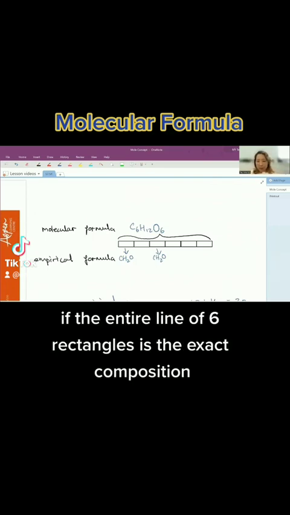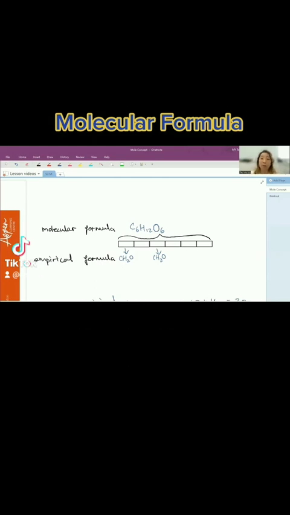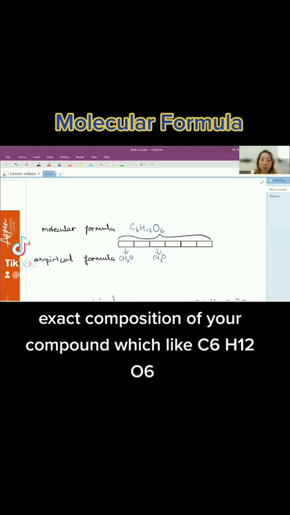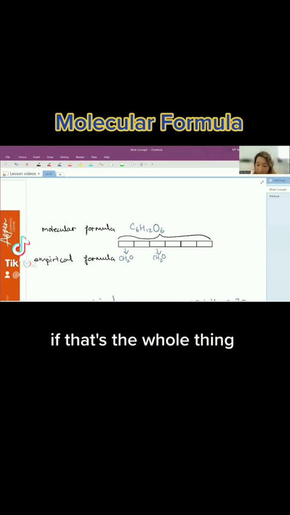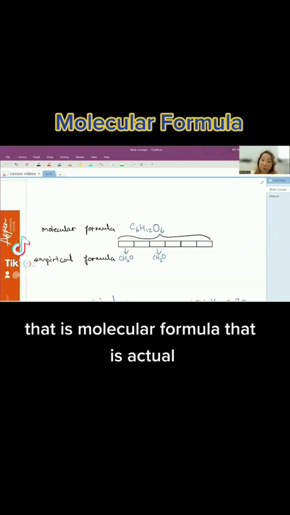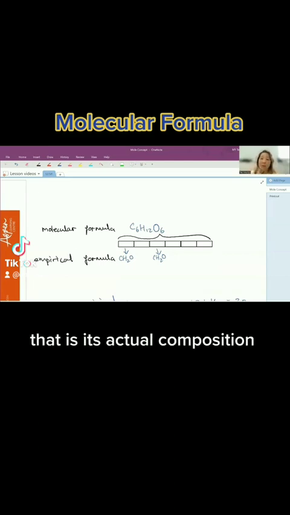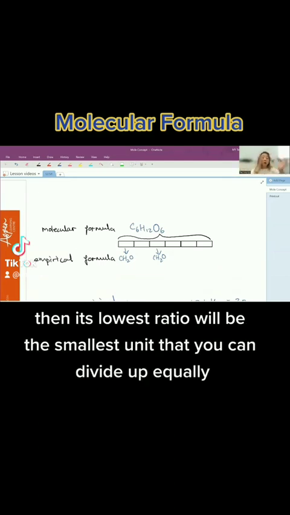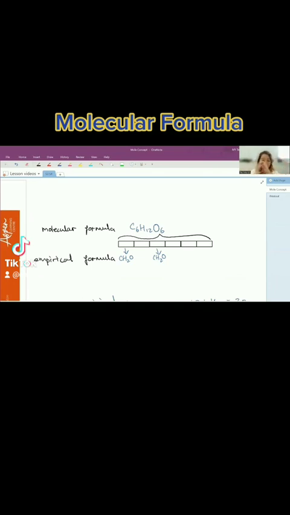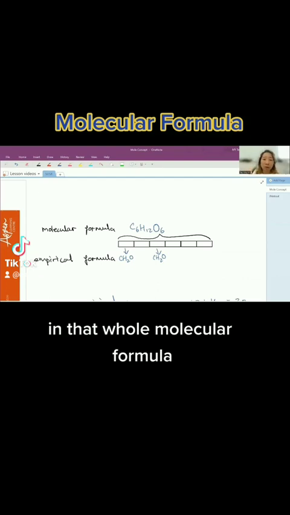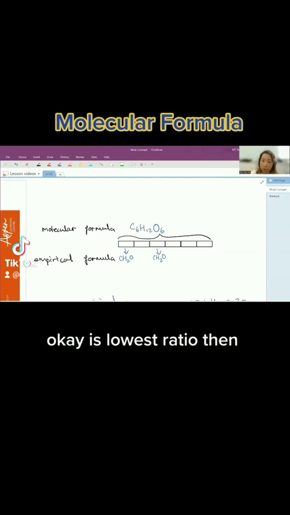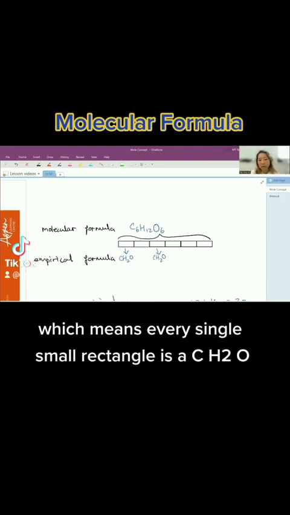If the entire line of 6 rectangles is the exact composition of your compound, like C6H12O6, if that's the whole thing, that's its molecular formula, that is its actual composition, then its lowest ratio will be the smallest unit that you can divide out equally in that whole molecular formula. Okay, its lowest ratio then, which means every single small rectangle is a CH2O.